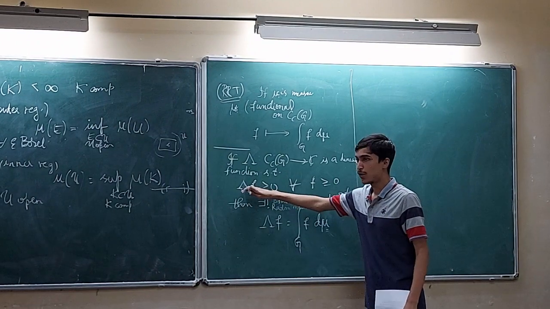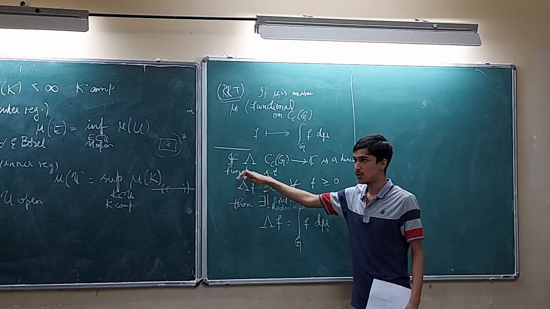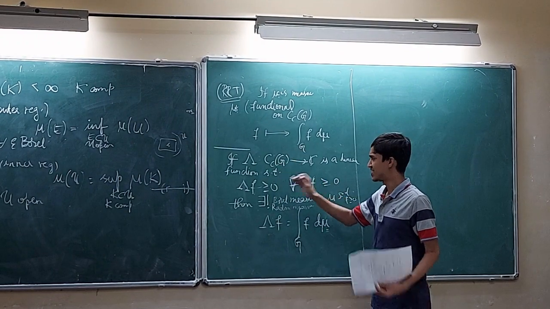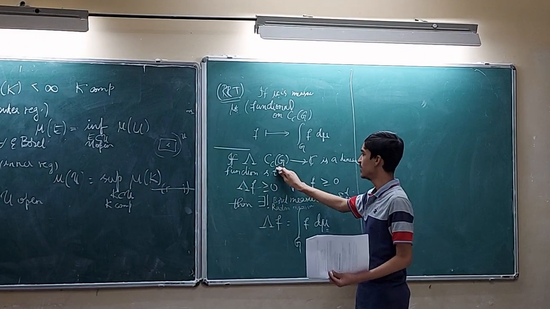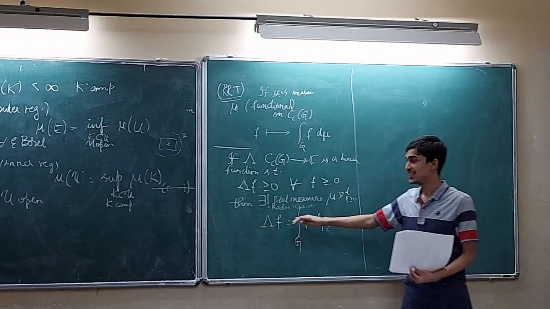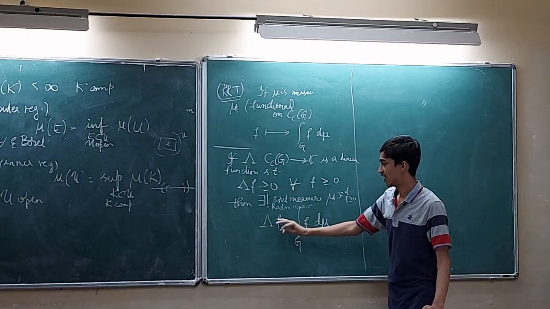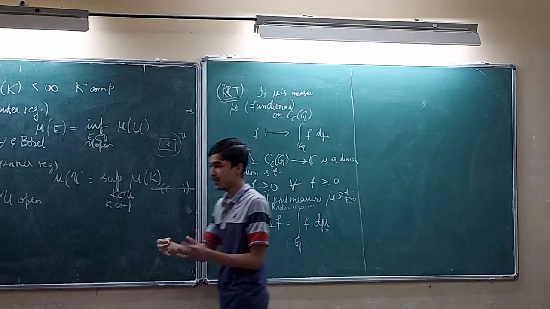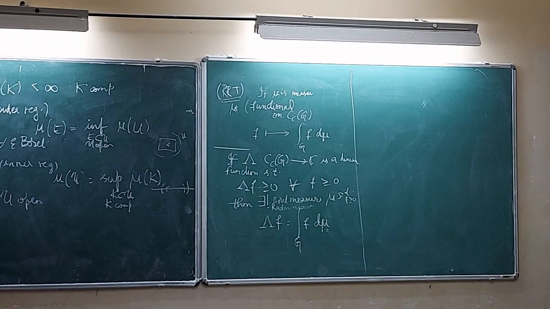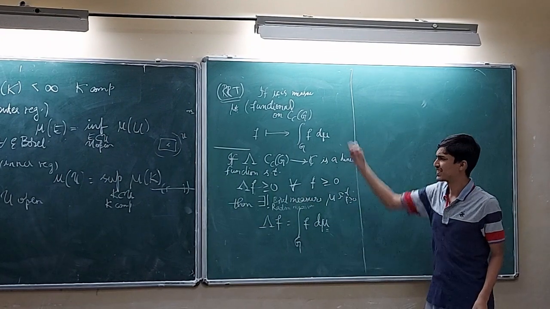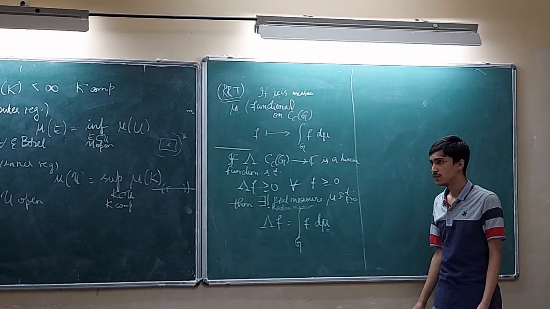Whenever you have a positive linear function, such linear functions are called positive linear. This has nothing to do with continuity or anything. It's just a linear map from C_c(G) to C such that it's positive. Then you directly have that it actually comes from a measure. So we have a one-one correspondence between positive linear functions on C_c(G) and the Radon measures on G. Is there a topology on G?